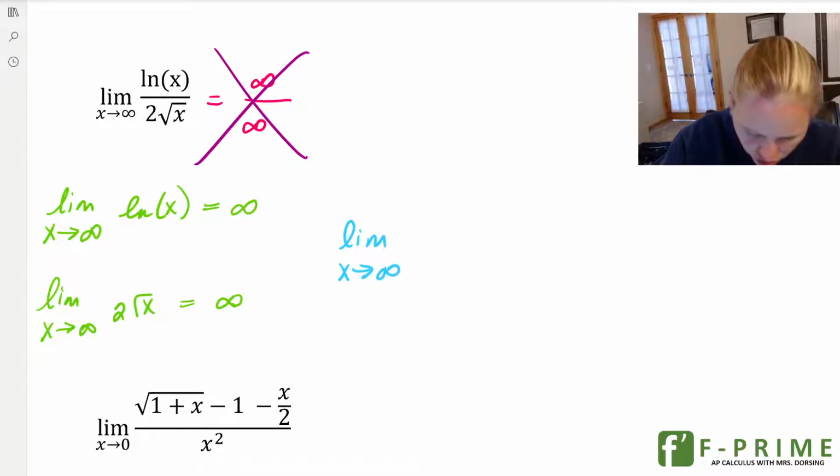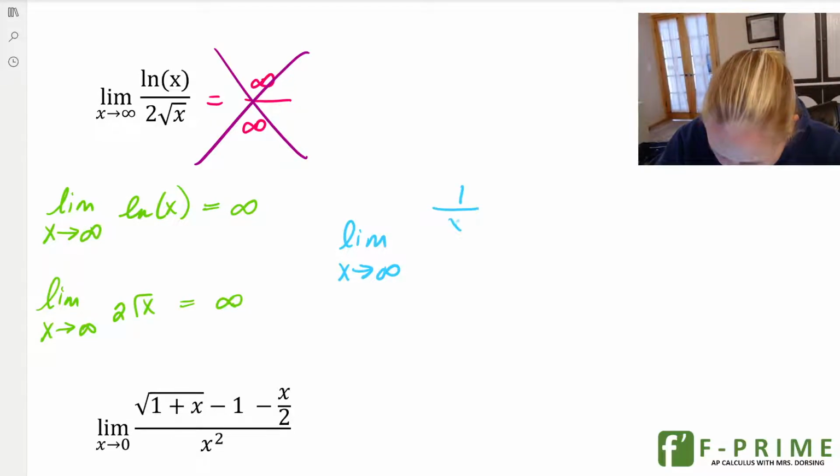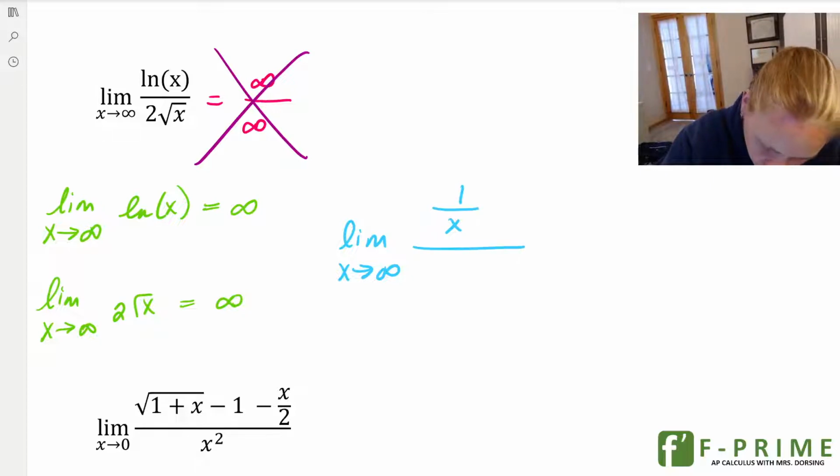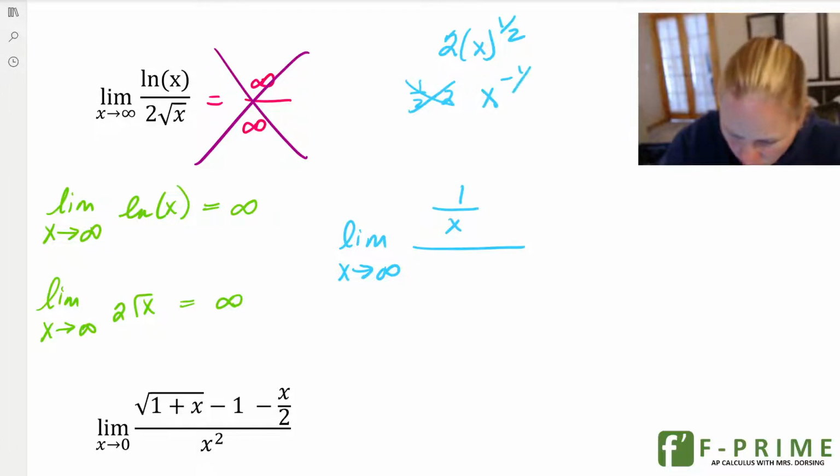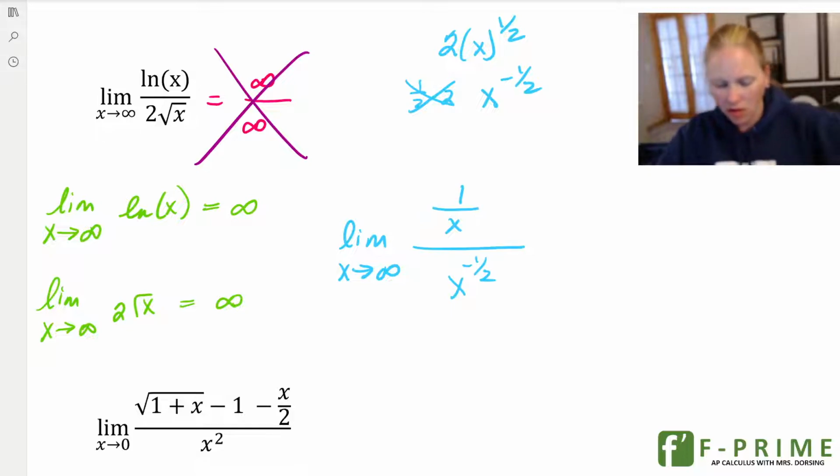So now I'm going to do the limit as x approaches infinity. I'm going to show the derivatives. Natural log, that derivative is 1 over x. This derivative, 2 times x to the 1/2, so the derivative would be 1/2 times 2. Oh, that's nice. X to the negative 1/2. Okay, I got this.